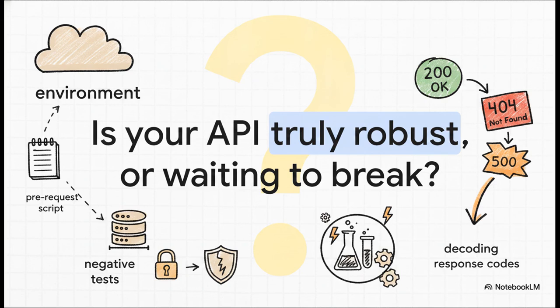And that brings us full circle. You now know how to leverage your environments, utilize pre-request scripts for dynamic data, intentionally design devious negative tests, and perfectly decode whatever response codes the server throws back at you. So I'll leave you with this thought. Is the API you are working on today truly robust, or is it just sitting there waiting for you to design the perfect negative test to break it? Go get back into your lab, start testing those edge cases, and I will see you in the next explainer.